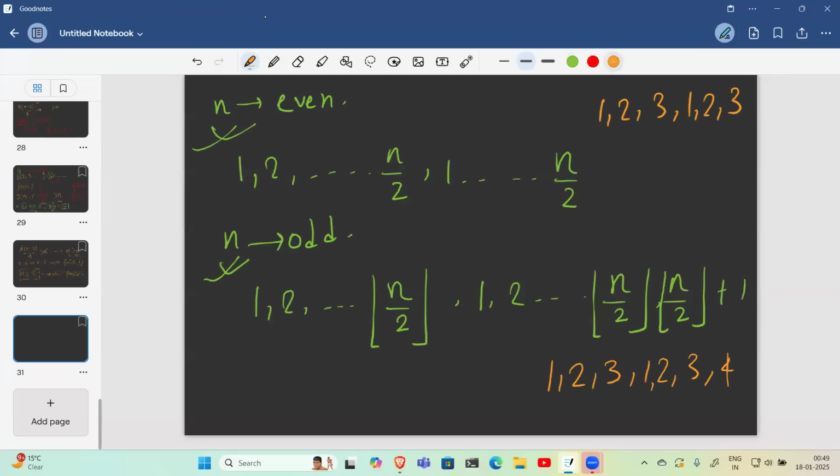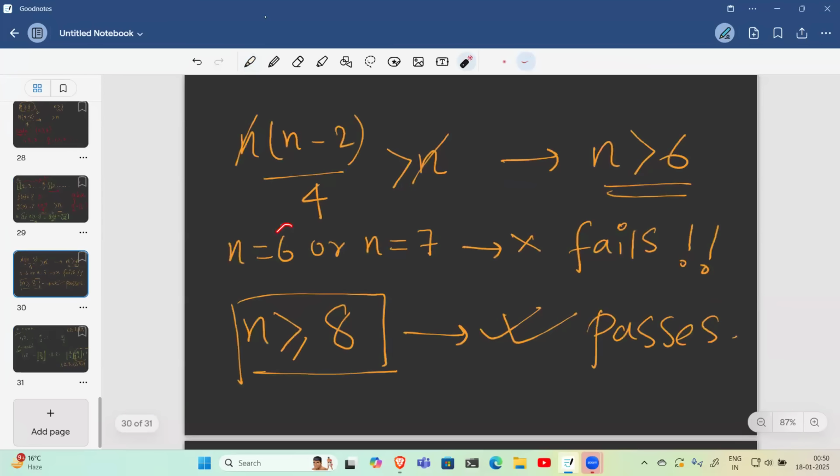Now look at this: when you print this extra element during the odd case, this element never contributes to the value of g of A. You can never use this element to make a palindromic subsequence of length 3, because you have only one occurrence of it. You have only one occurrence of 4. So whatever value of g of A you get at 6, that same value of g of A you will get at 7. So if it does not work for 6, it will also not work for 7.